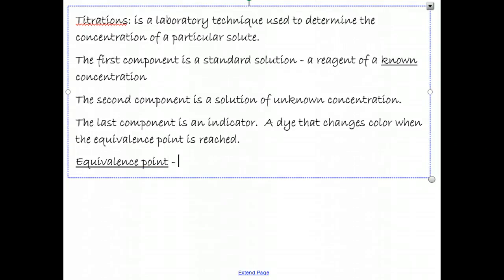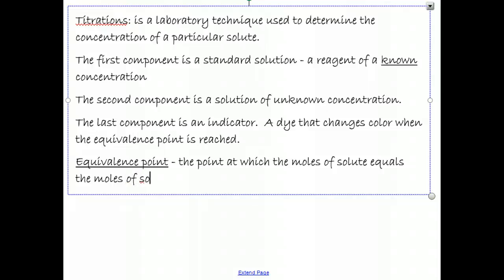This is defined as the point at which the moles of solute equals the moles of solvent. Now, one of the most common titrations you will encounter in the laboratory is what's called an acid-base titration, which is what you will be performing today. In an acid-base titration, the equivalence point is reached when the moles of acid equals the moles of base. This is going to allow us to perform some of the calculations that involve these titrations.